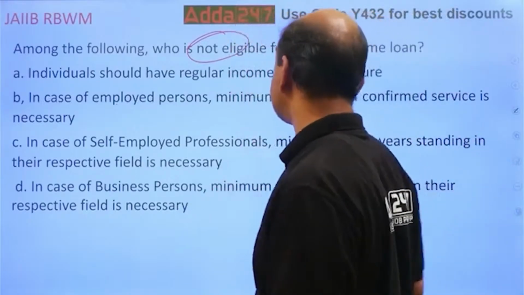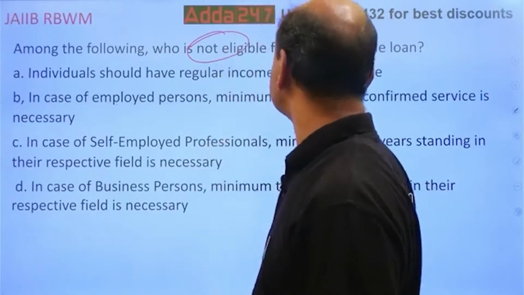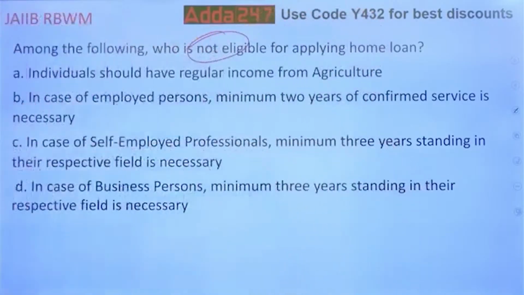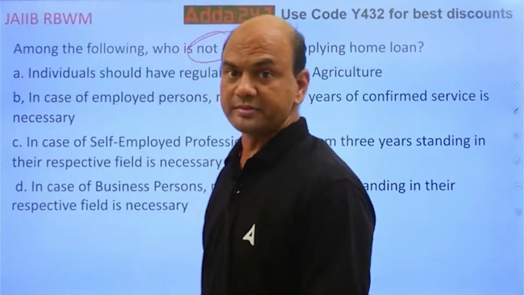See, the question is not eligible for applying to home loan. Who is not eligible? Or which is not a correct criteria. You can call it like this also, which is not the correct criteria. Can you think? Minimum 2 years of confirmed service. Is this the correct criteria?